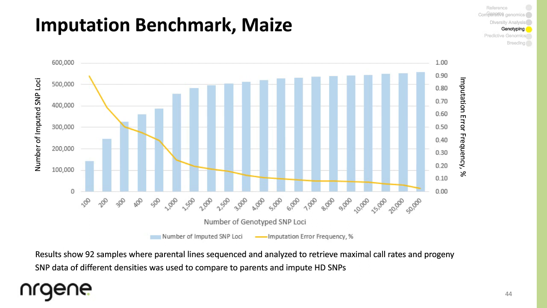And you can see that with a very small number of genotyped loci, the accuracy is lower, or the error frequency is higher, close to 1%. But as we increase the number of genotyped loci within the population, we can impute more SNP loci, and at the same time, the error frequency of that data goes down to a very small number.